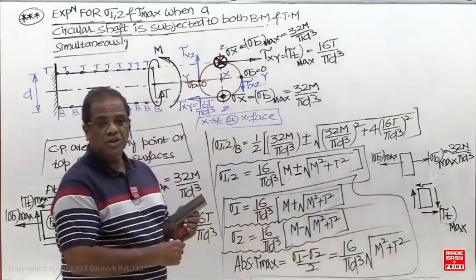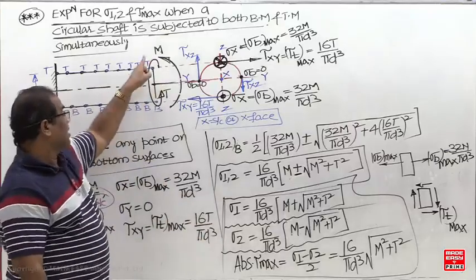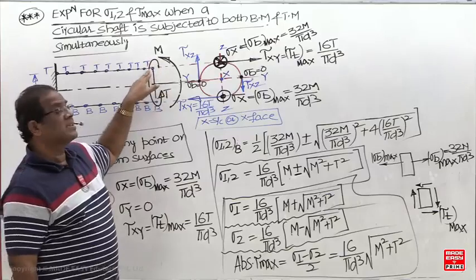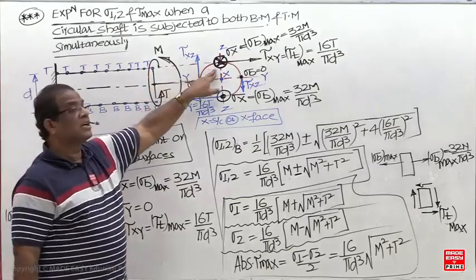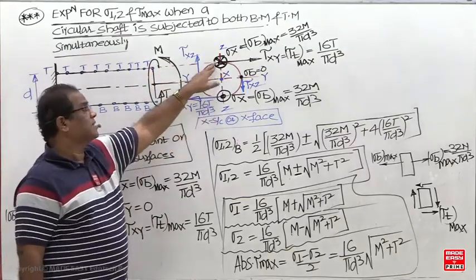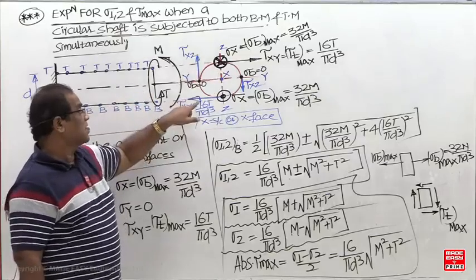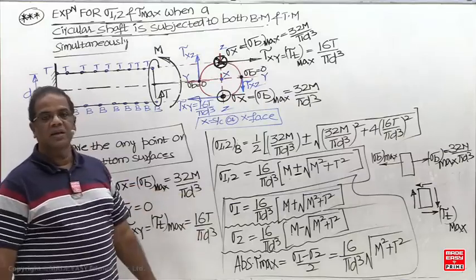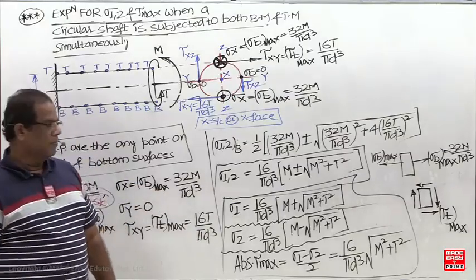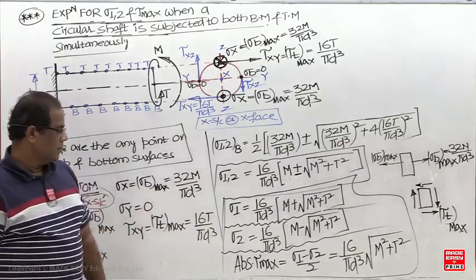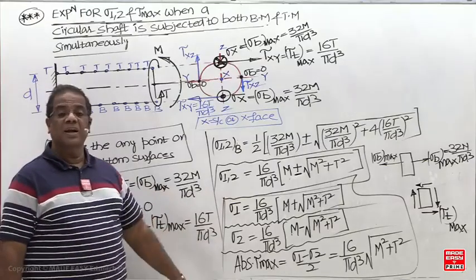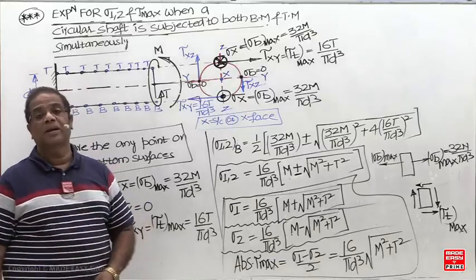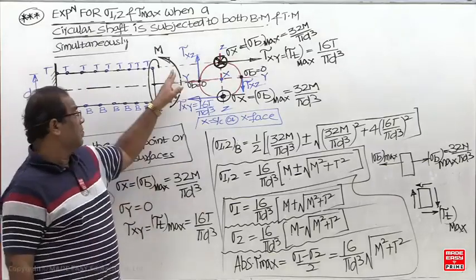So what is the final conclusion? If you ask this question, what is the maximum tensile stress on the cross section? 32 M by pi d cube. The maximum compressive stress is 32 M by pi d cube. The maximum shear stress is 16 T by pi d cube. But in the bar, you have to do all this. And overall these equations are valid when both bending and twisting act simultaneously, or when only bending or only twisting acts. But they are compulsory when both are acting.